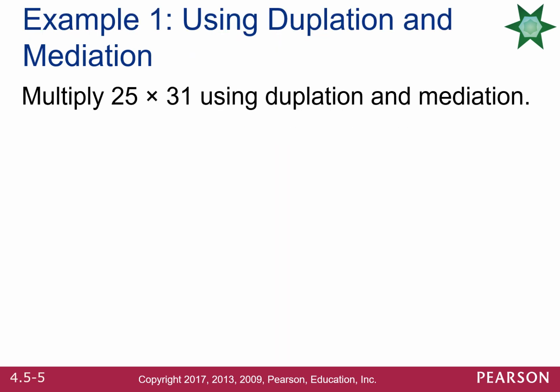Now, the way to perform the multiplication using the duplicity and mediation method is to write these two numbers, 25 and 31, with a dash in between them. So it says here multiply 25 times 31 using duplicity and mediation. So to begin the process, I'm going to write the two values like this, 25, and then put a dash in between them, and then write the number 31. All right, and this is a dash, not a minus.